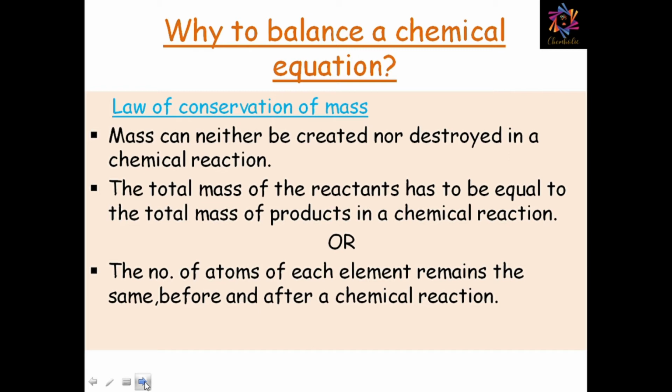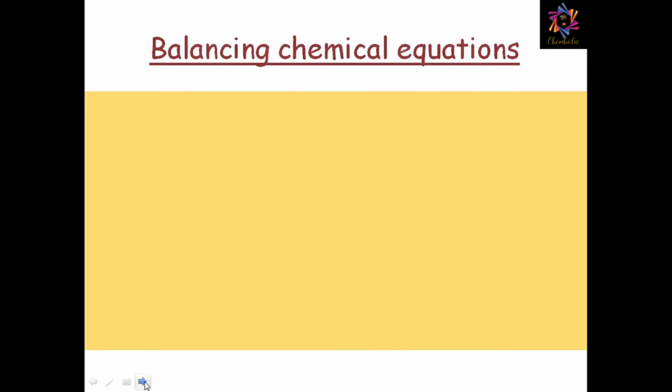So the number of atoms, mass is equivalent to number of atoms. The number of atoms is not equal in the case of an unbalanced equation, so we need to balance them and make them equal. So how do we do that? Let's start with the balancing of chemical equations.